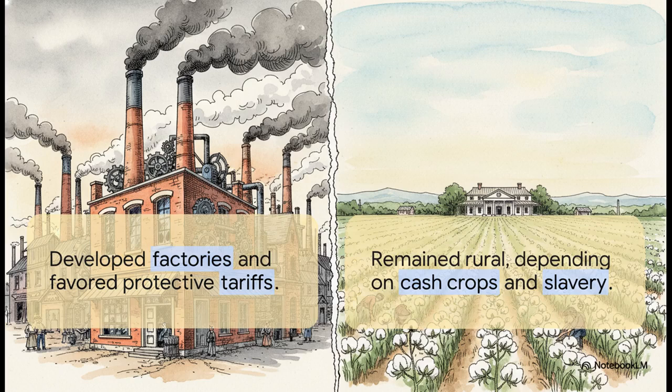The North was heavily investing in the market revolution, building factories and pushing for protective tariffs to support their manufacturing. The South, on the other hand, remained largely rural. They had these enormous plantations, relying heavily on the forced labor of enslaved Africans to maintain their cash crop economy. We're not just talking about different economies here. These were entirely different societies.